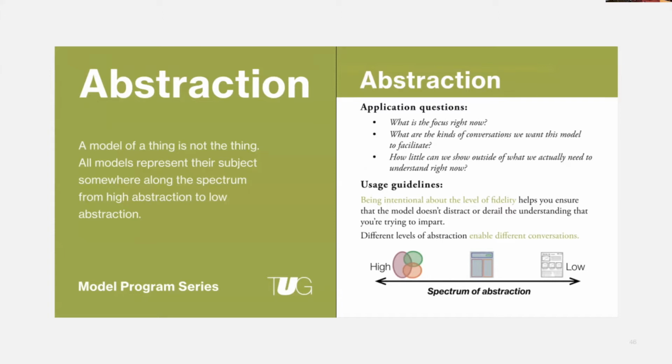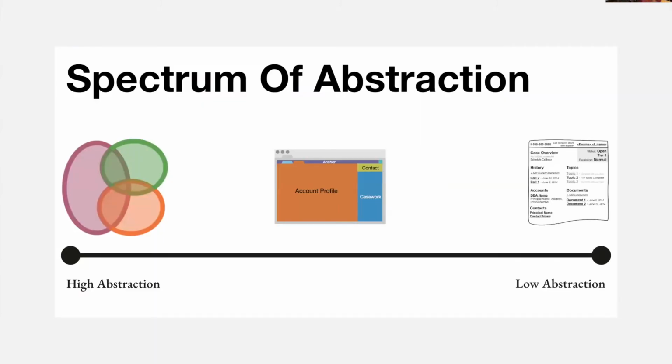So a model of a thing is fundamentally not the thing, right? All models represent their subject somewhere along the spectrum from high abstraction to low abstraction. So a picture of a car is not a car. It might show something about a car, it might show how it looks. It's not going to show what it feels like to drive it. It's not going to do a whole lot of things, but it's an abstraction, and it's somewhere along this spectrum of high abstraction to low abstraction, which is a relative scale, right?